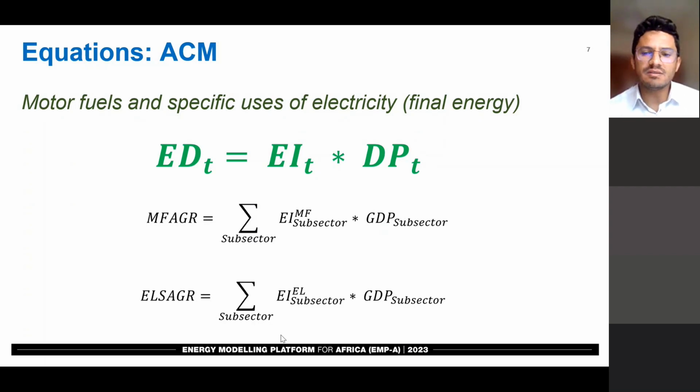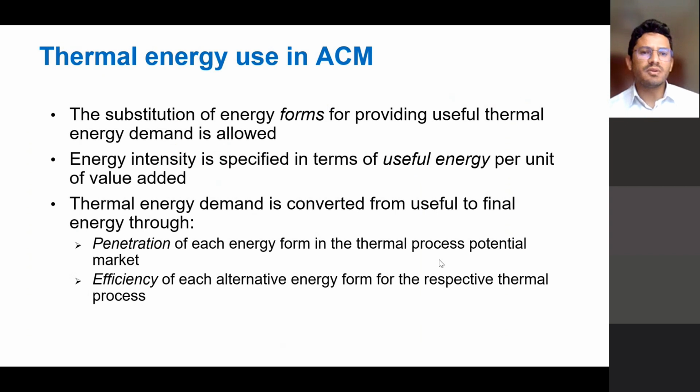As I said, here there is no competition. We model useful energy demand equal final energy demand. But for thermal energy uses, energy intensity is specified in terms of useful energy per unit of GDP. It's not final divided by sectoral GDP. Here, energy intensity is useful energy divided by value added. We will see this also in more detail with an example later in this presentation.